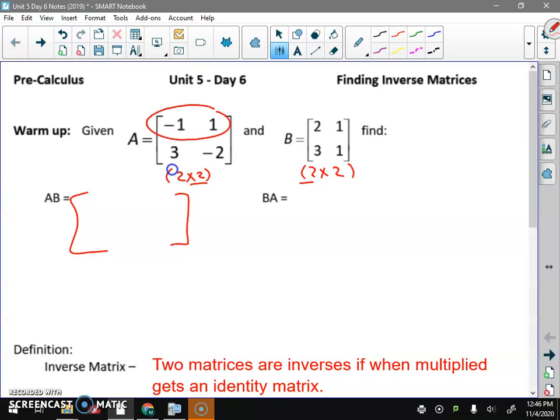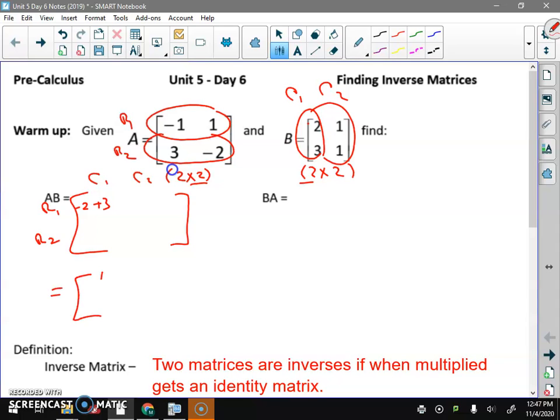We cut the first into rows. We cut the second into columns. And we multiply. Row 1 times column 1, row 1 times column 2, row 2 times column 1, row 2 times column 2. Let's do this. Row 1, column 1. Negative 1 times 2 is negative 2, plus 1 times 3, 3. Negative 2 plus 3 is positive 1.